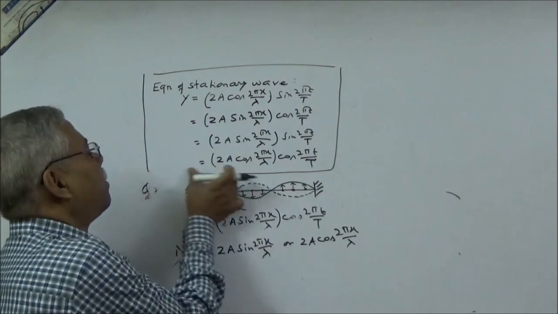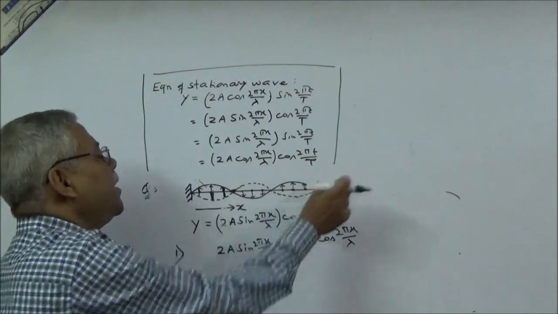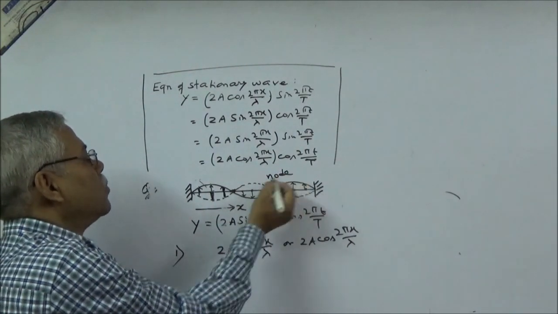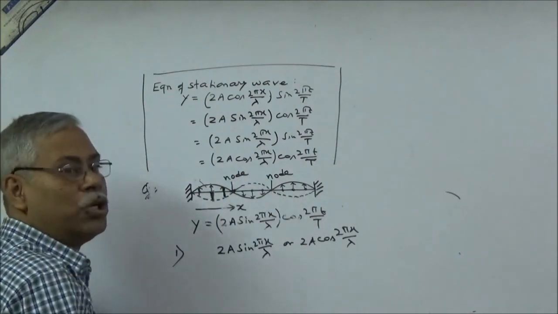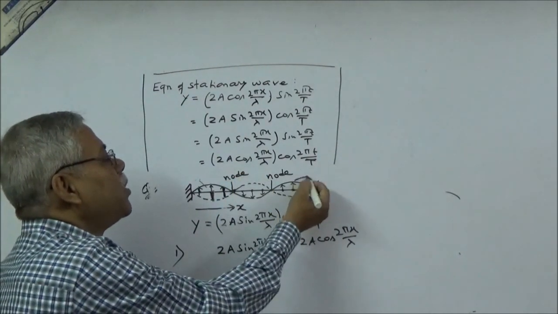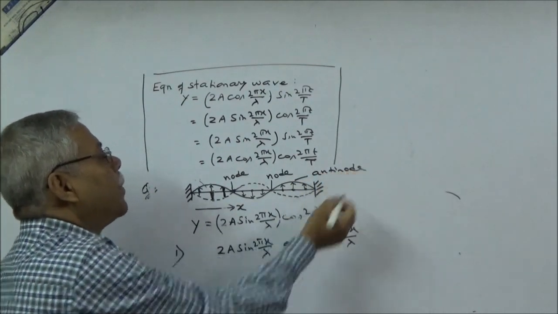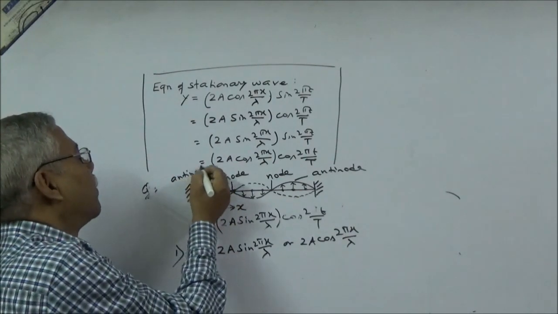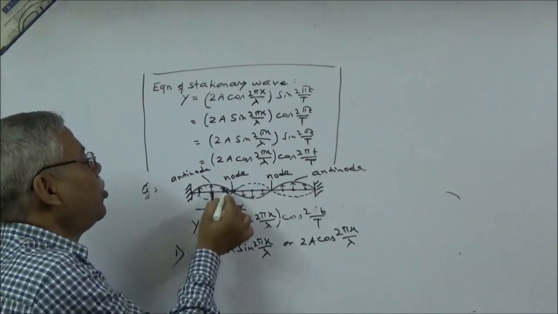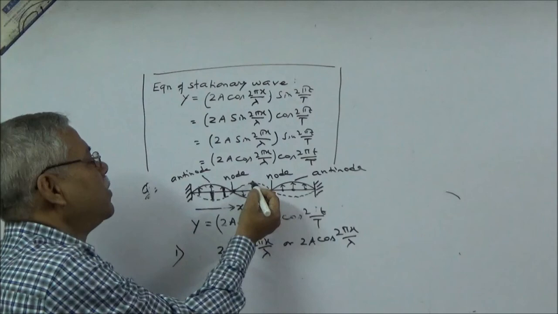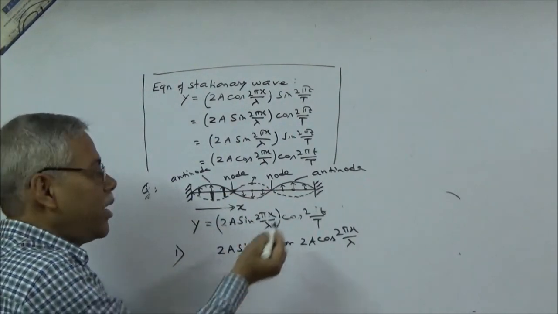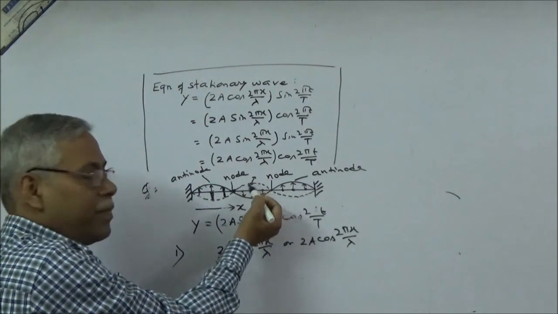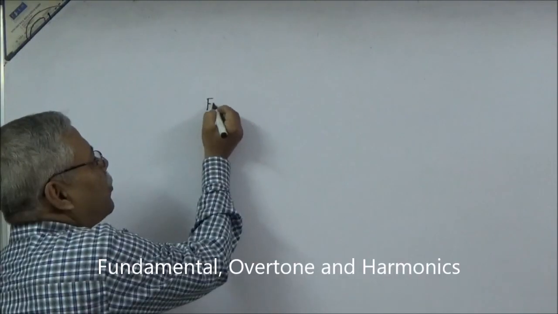Okay? So now I indicate nodes in this. This particle is not vibrating. This is a node. This is also a node. This particle is vibrating with maximum amplitude. Antinode. This particle is vibrating with maximum amplitude. Antinode. So antinode, node, node, antinode. This is another antinode. This particle is vibrating with maximum amplitude, antinode. This is not vibrating, node. Again, this is an antinode. Node. This is an antinode.